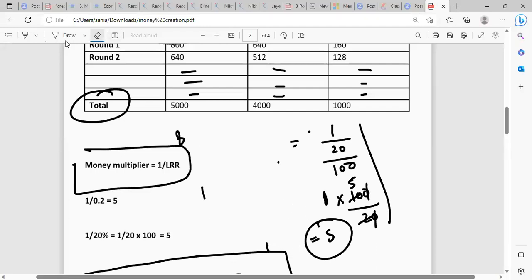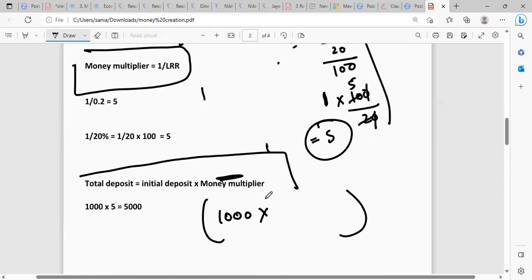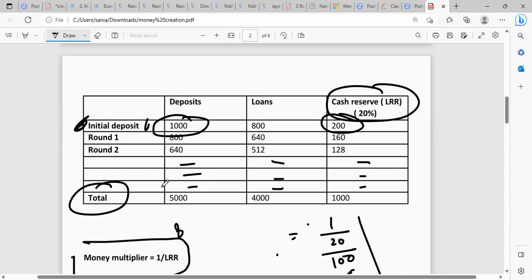So similarly, you got the money multiplier as well. What was your money multiplier? The value was 5. So 1000 multiplied by 5 is 5000. Clear? So now over here, in place of total, I just wrote 5000. Now the same process: 20% of this 5000 is 1000, right? And 5000 minus 1000 is your 4000. Done with the table. Clear?